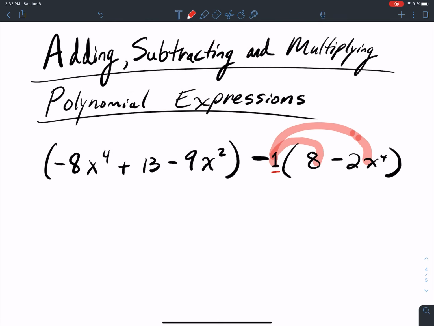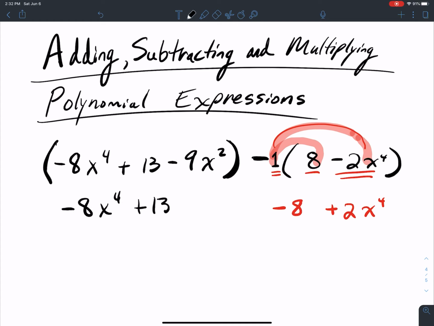A negative 1 times positive 8 gives me a negative 8. And then this negative 1 times the negative 2x to the fourth gives me a positive 2x to the fourth. Okay? So that's the first thing we do. Now, over here, I didn't have a negative on the outside. It's just by itself, so I'm just going to bring it down. Negative 8x to the fourth plus 13 minus 9x squared.